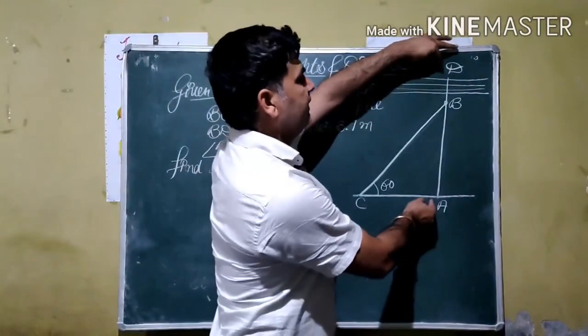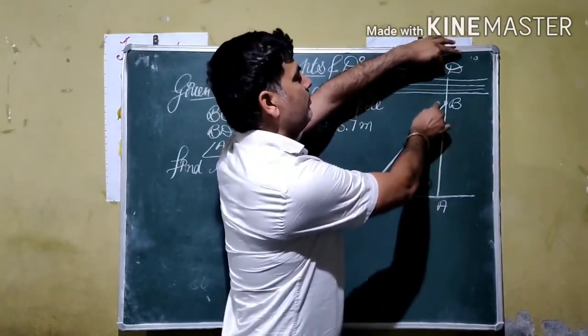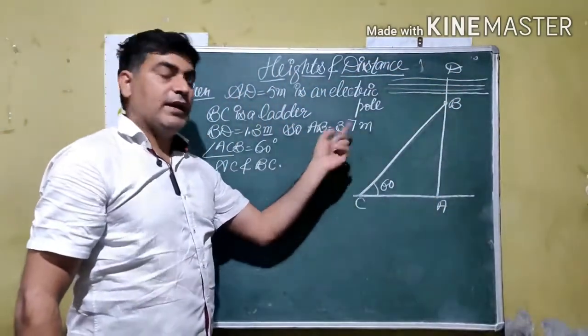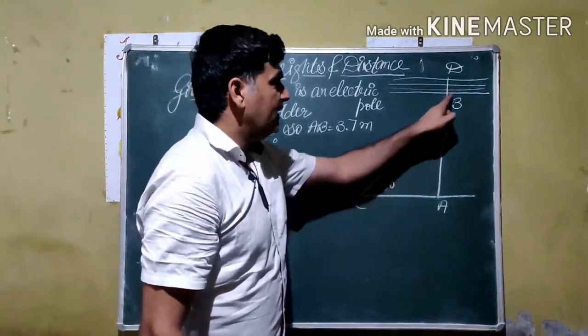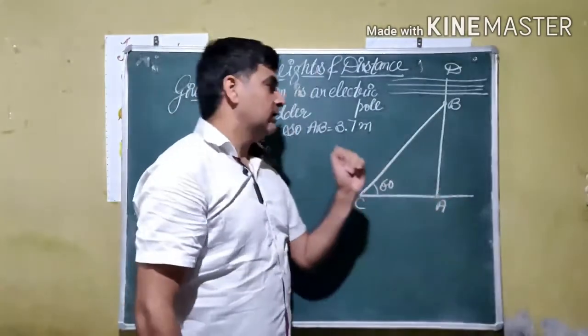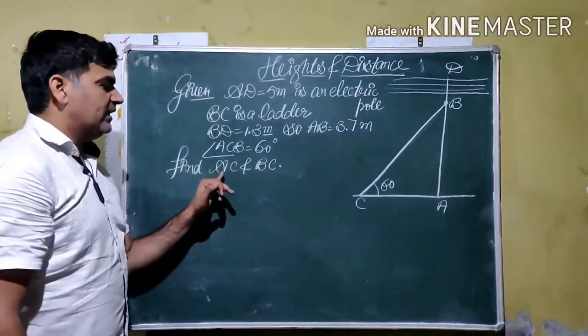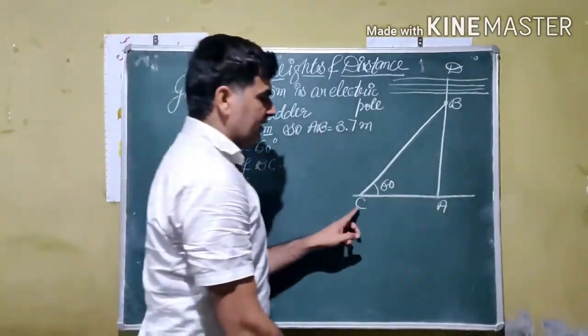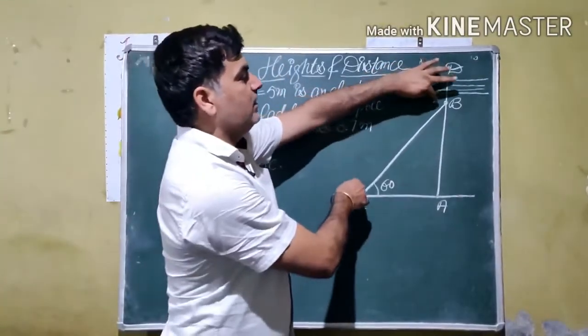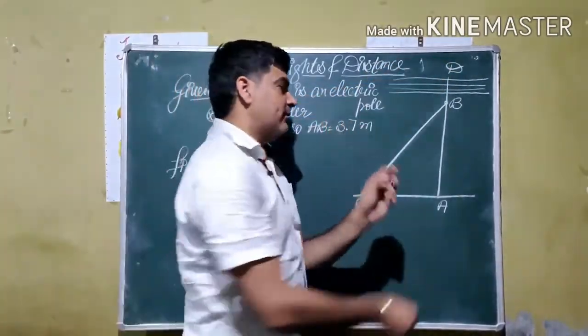So total height is 5 meter, above is 1.3, so the bottom becomes the difference of these two, 3.7 meter, and the ladder is placed against a pole which makes an angle of 60 degrees with the ground level. So here we have to find out the length AC, meaning the distance of the ladder away from the pole, and BC, which is the length of the ladder. Here two things we have to calculate.